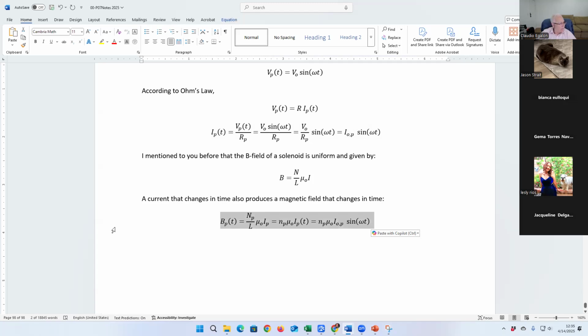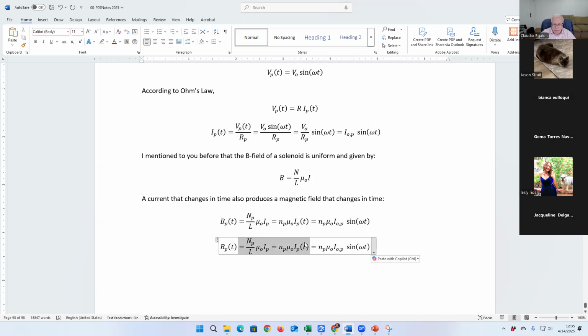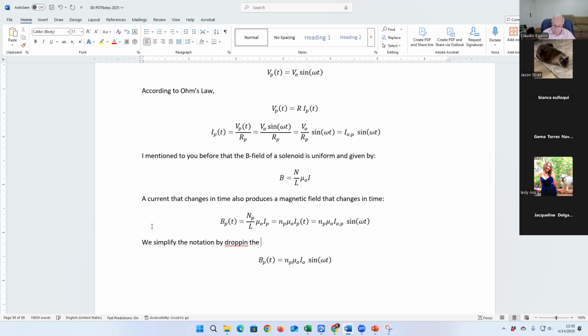So here you go. Let's write that apart. B of the primary coil inside the coil is going to be given by this term that you see right in here. I'm going to simplify my notation, and I'm going to drop this P. We simplify the notation by dropping the P in the current.